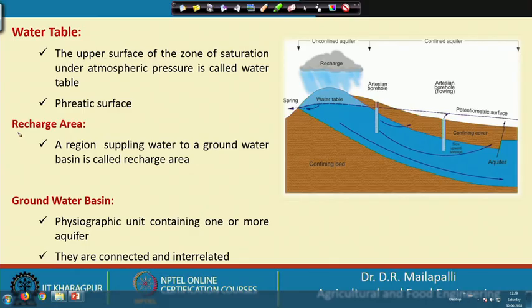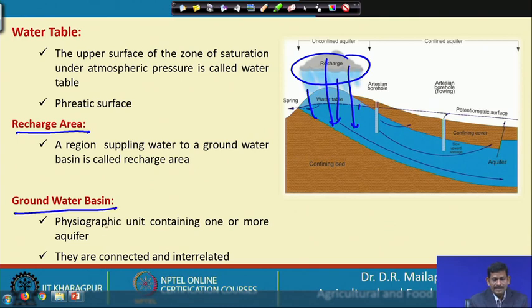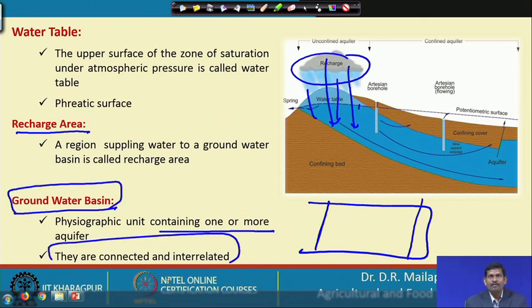Okay. The recharge area, if you see here, is the region which supplies water to the groundwater. For example, this is the recharge point where it supplies water to the groundwater. So, this is the recharge area, and then the groundwater basin. This is a physiographic unit containing one or more aquifers. The whole topography can have one aquifer or more than one aquifer. That is called the groundwater basin, and the aquifers can be connected or interrelated.